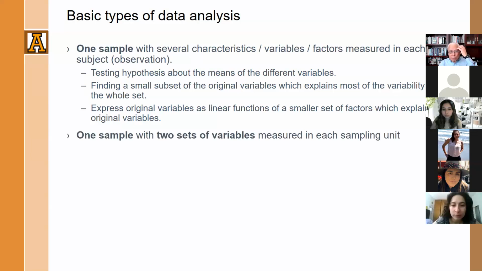In that case, we have one sample with several characteristics or factors for each sampling unit. The sampling unit can be a person, a transaction, or a bill, like the Swiss bank notes, one of those notes. So each sampling unit is being measured for different characteristics.